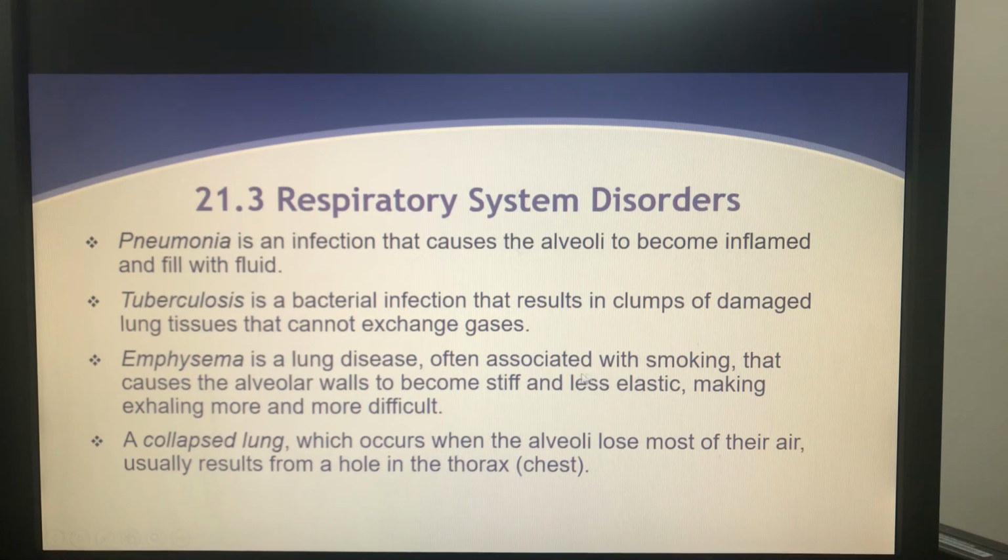Emphysema is a lung disease often associated with smoking that causes the walls of the alveoli to become stiff and less elastic, and so that means that air can't really exchange through those walls as well as it should. You'll have difficulty breathing, and then your body's not getting the amount of oxygen that it needs. And then again, I told you guys about a collapsed lung, which occurs when that air is lost in there. And sometimes you can even have a hole in the chest, and that's also what can cause a collapsed lung.